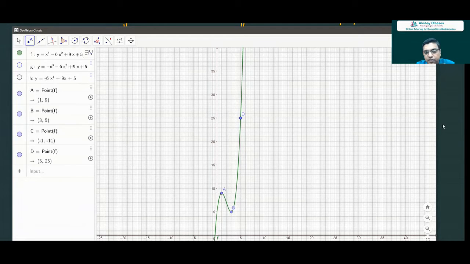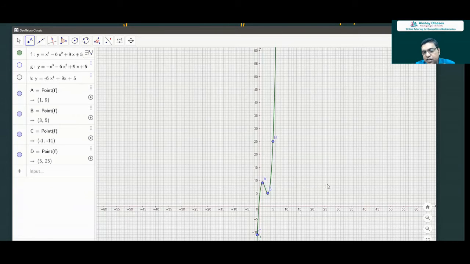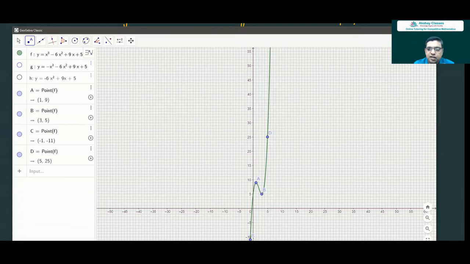For x equal to 5, we got 25. So that's how the graph looks. The graphical understanding of cubic functions and quadratic functions is useful. And if it's a biquadratic, suppose I add another term of x power 4, then I can show you that also.